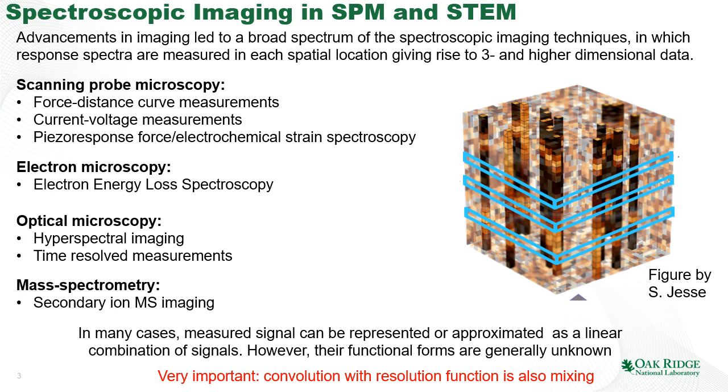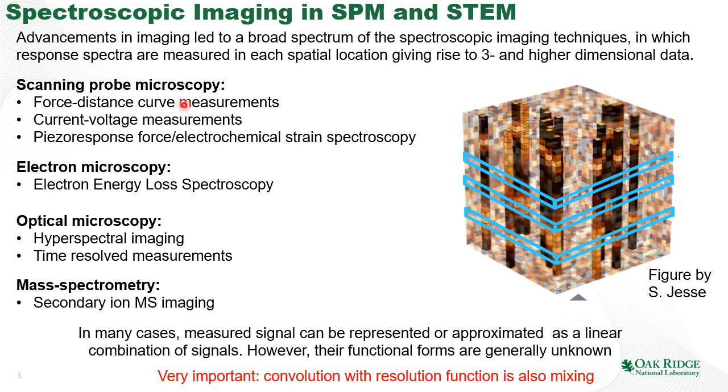So let's look at several examples. If you're a scanning probe microscopist, what are the examples of the spectroscopic imaging that you can regularly get access to? One example would be the simple force distance curve measurements. You can do it on simple microscopes. You can do it on very complex atomically resolved microscopes. You can do it in liquids. You can do it in vacuum. You can do it in ambient. But in all cases, you will have a three-dimensional data set. And then, of course, you need to figure out what to do with it.